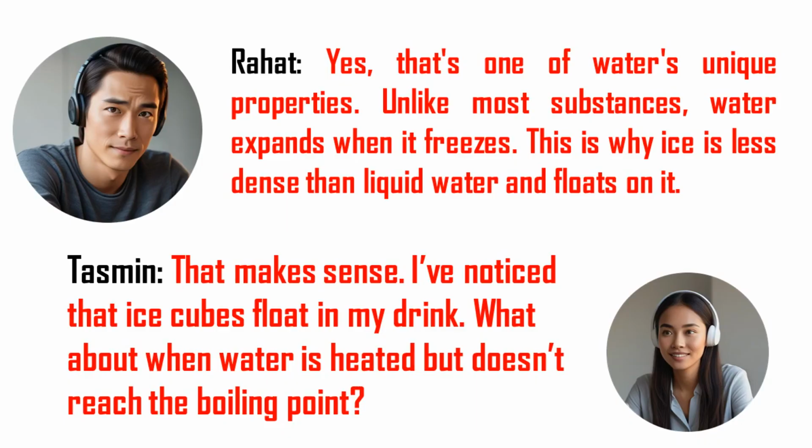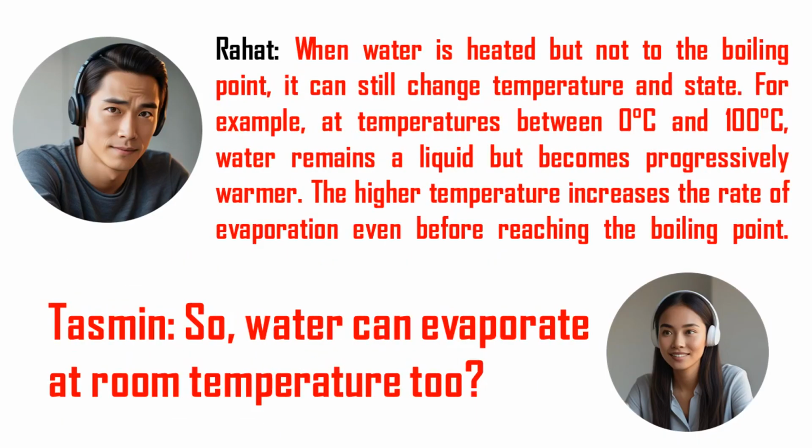What about when water is heated but doesn't reach the boiling point? When water is heated but not to the boiling point, it can still change temperature and state. For example, at temperatures between 0 degrees Celsius and 100 degrees Celsius, water remains a liquid but becomes progressively warmer. The higher temperature increases the rate of evaporation even before reaching the boiling point.